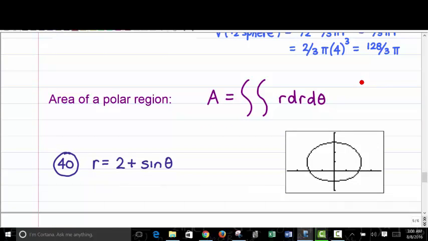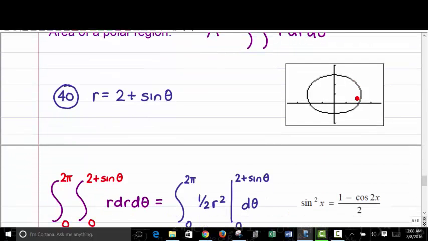Now, to find the area of a polar region, you're just doing r dr d theta, like we did that circle earlier, but this one's a little bit different. Now be careful, that looks like a circle, and you wouldn't have to graph that, but if you're given r equals 2 plus sine theta, then your r is not evaluated from 0. Remember, r is only a constant if it's defined as a circle. Other than that, r is dependent upon theta.